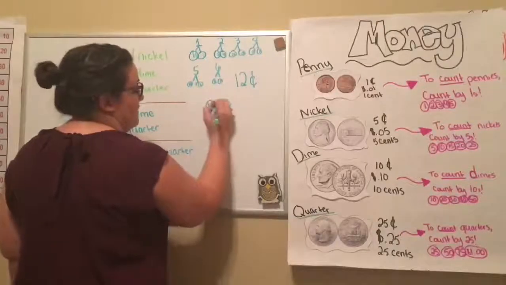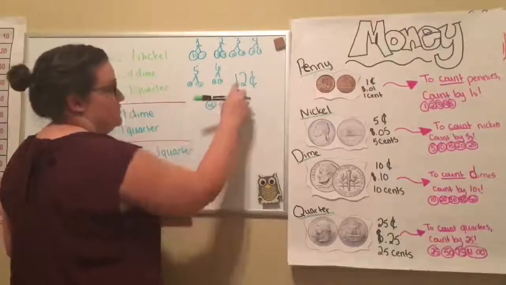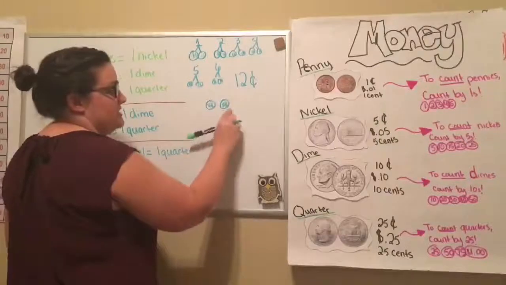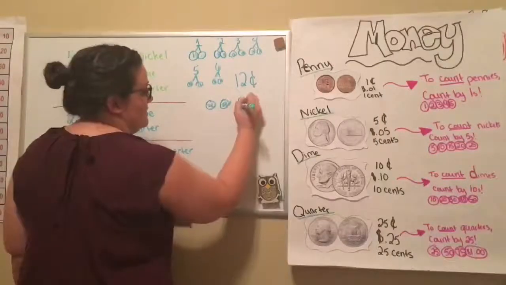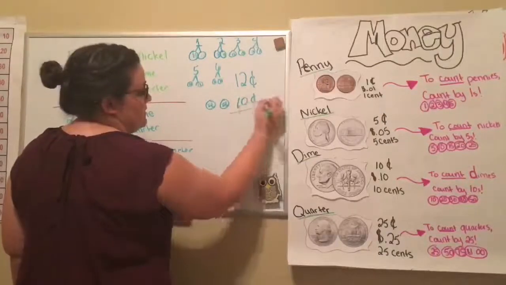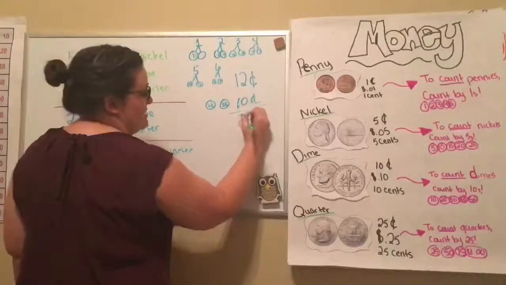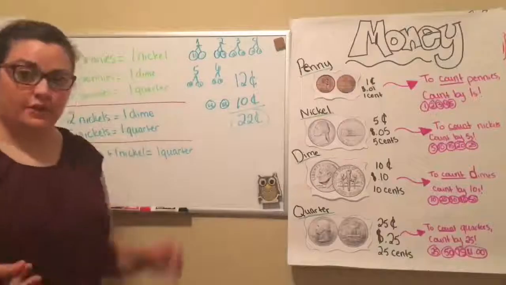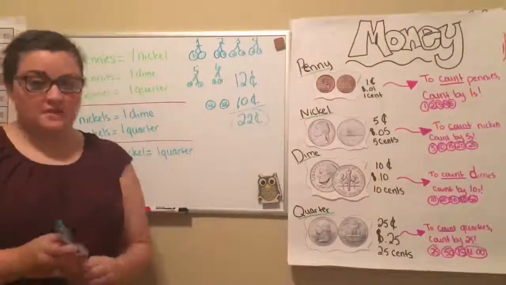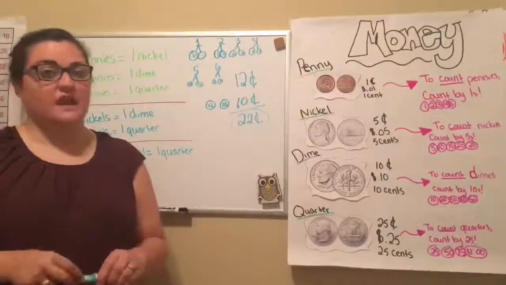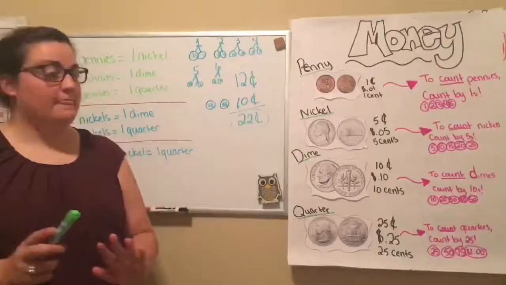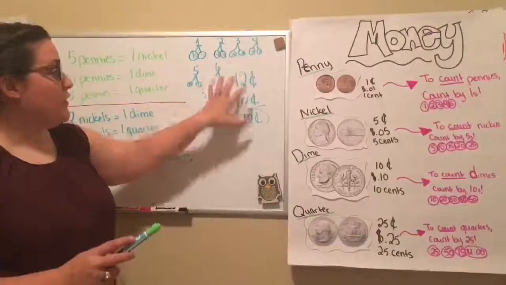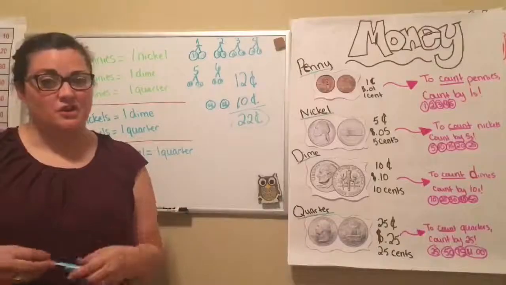So now we have 5 tens. So we have 12 plus 10 cents. So that equals 22 cents that he earned all together. So you will have some problems where you're going to have to read very carefully and do the math to add up how much they earned in all.